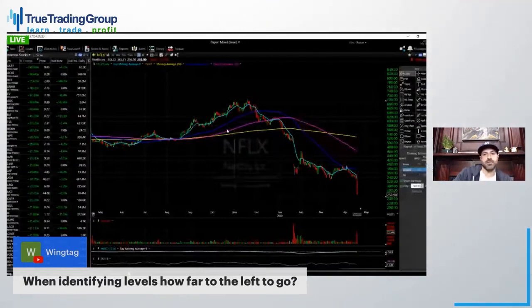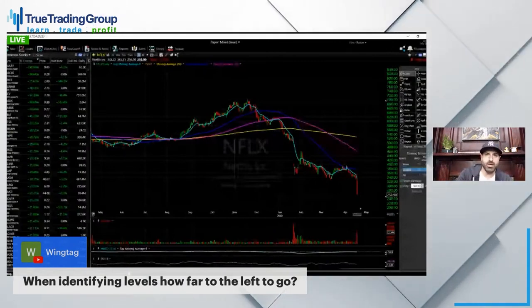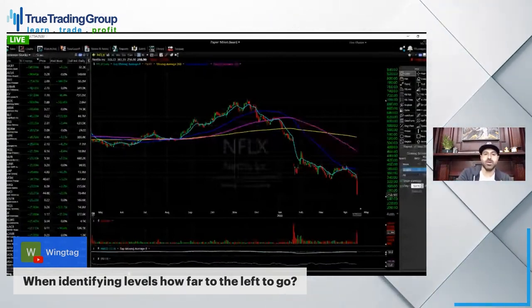If you can't properly identify support and resistance, you are never going to be able to properly identify buying zones, take profit zones, and stop losses. If you can't get that part right, you're going to have a very difficult time becoming a profitable trader.